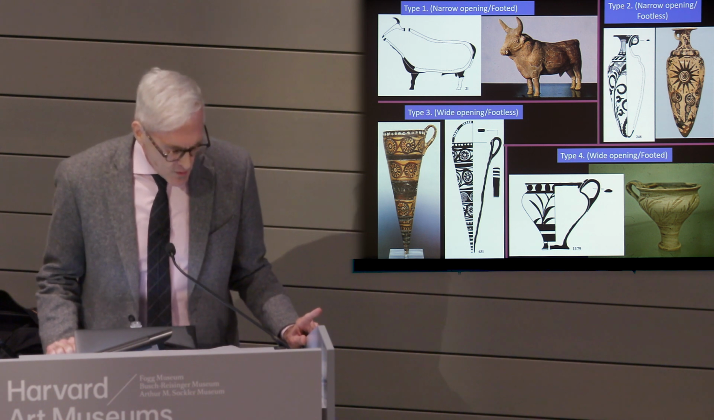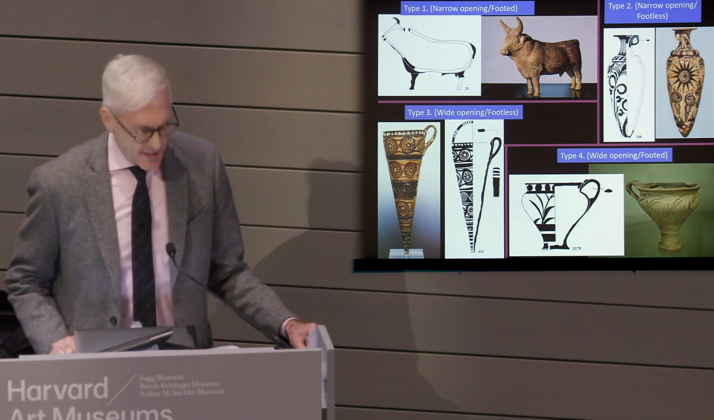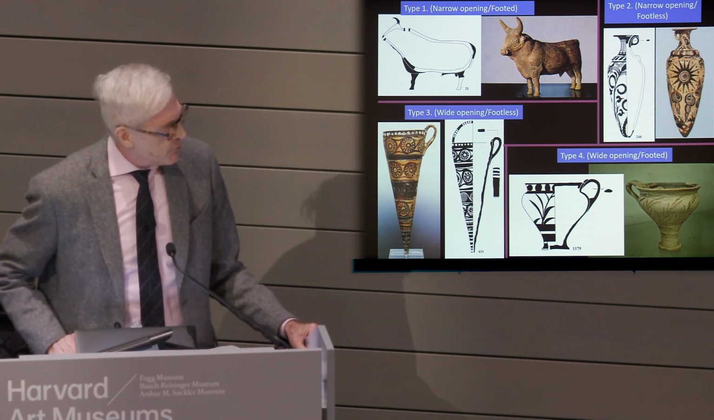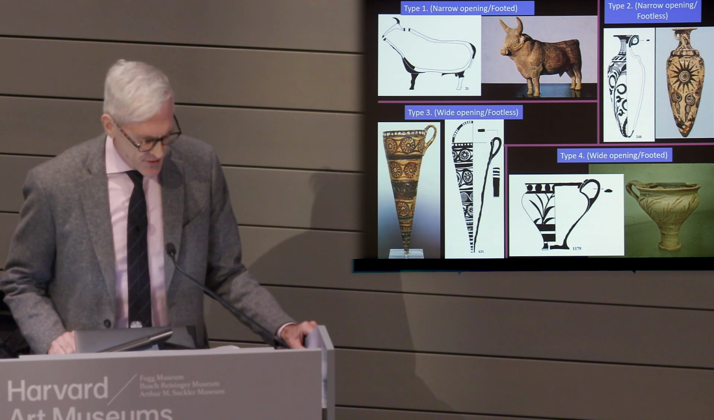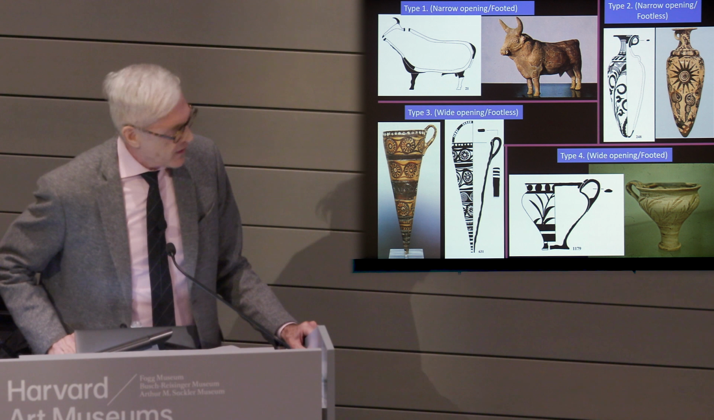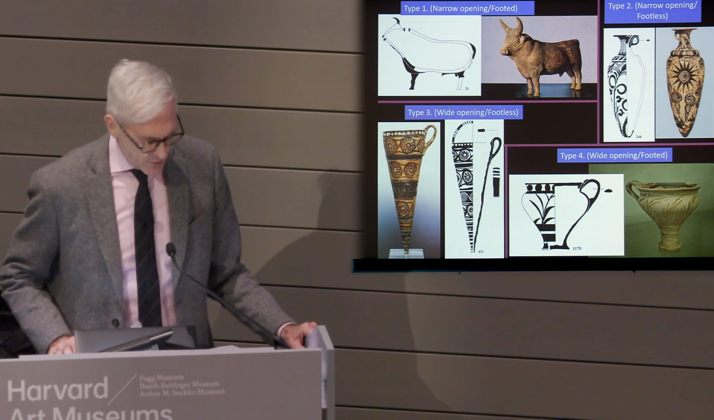On types 1 and 2, the primary opening is small enough to be closed with the thumb or palm, whereas on types 3 and 4, the primary opening is quite wide. Furthermore, types 1 and 4 have flat bases or resting surfaces, such as the feet on zoomorphic type 1 rhyta, whereas types 2 and 3 terminate in a rounded or pointed tip.